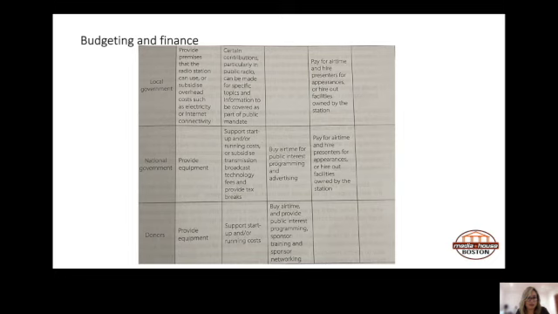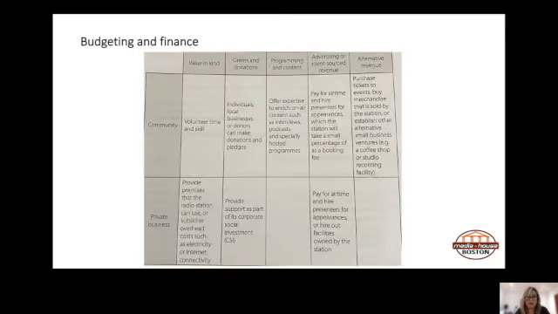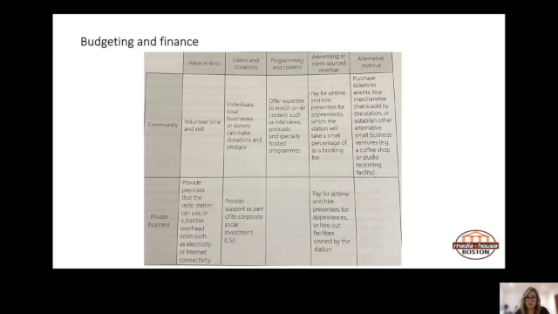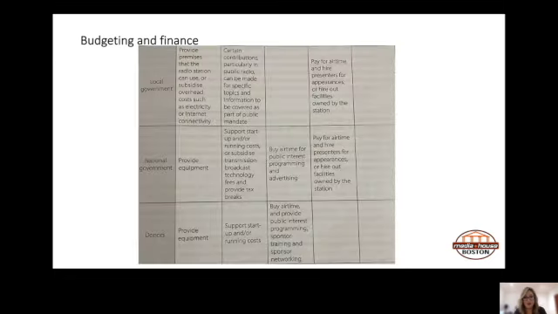If we look at the national government, they can provide equipment from a value in kind perspective. From grants and donations, they can support startup and or running costs for the radio station or subsidize transmission, broadcast, technology fees, and provide tax breaks. From a programming and content point of view, they can buy airtime for public interest programming and advertising. And from an advertising or client source revenue point of view, the national government can pay for airtime and hire presenters for appearances or hire out facilities owned by the station.